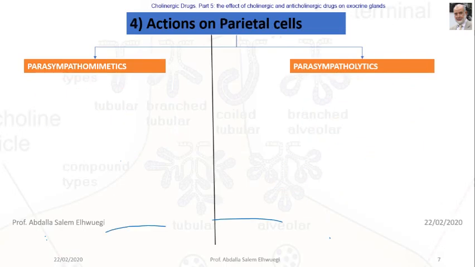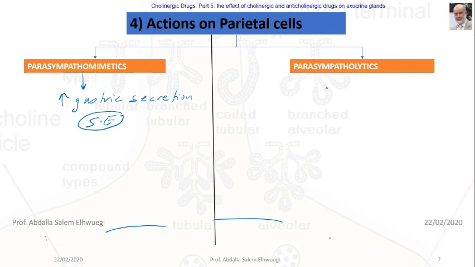Next is the effect of cholinomimetics and cholinolytics on the gastric secretion. As we have known, parasympathomimetics increase the gastric secretion. This increase in gastric secretion is a side effect. It has no clinical application.